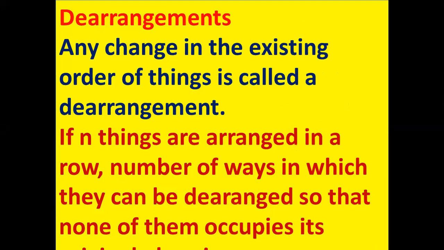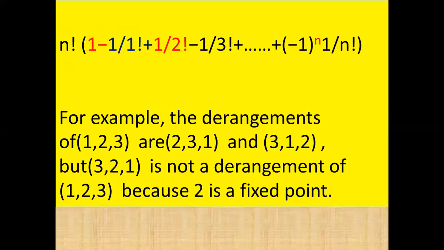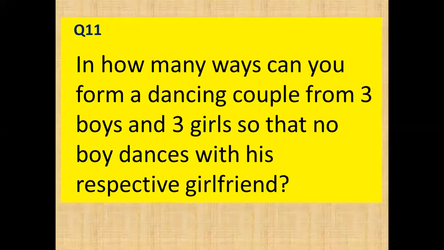Yes, we are here. So none of them occupies its right position. You can understand this better with the help of one example. Suppose the question is like this: in how many ways can you form a dancing couple from 3 boys and 3 girls so that no boy dances with his respective girlfriend? Everything has to be in the wrong place.